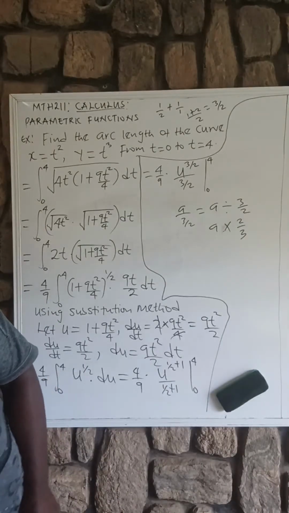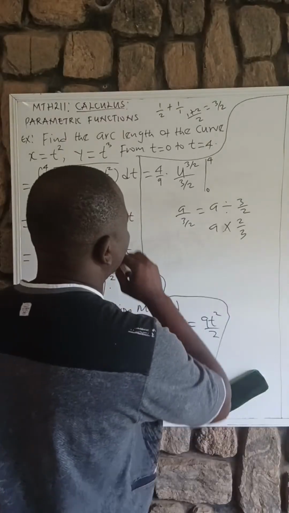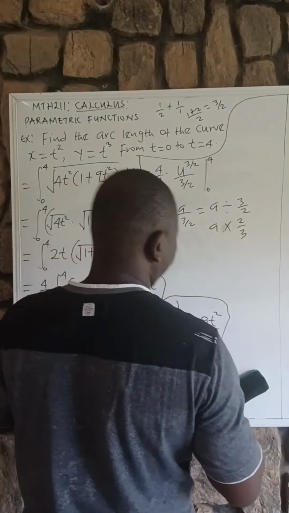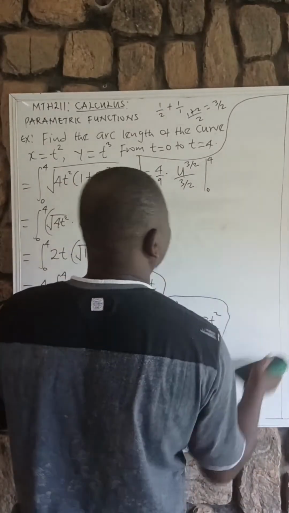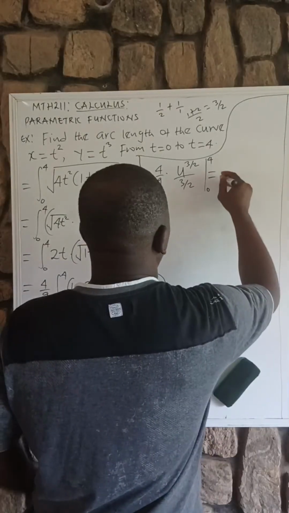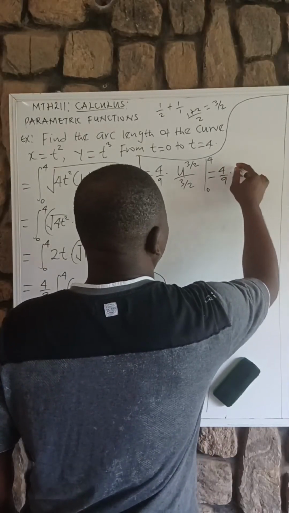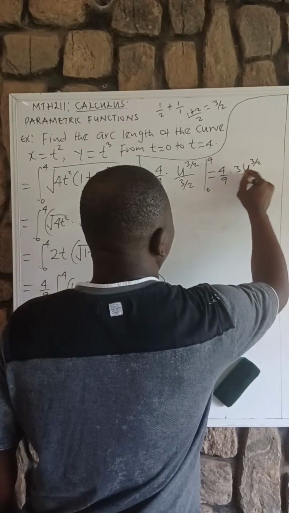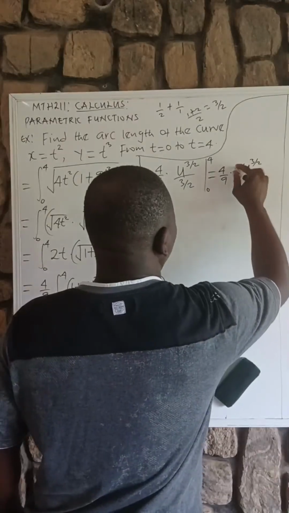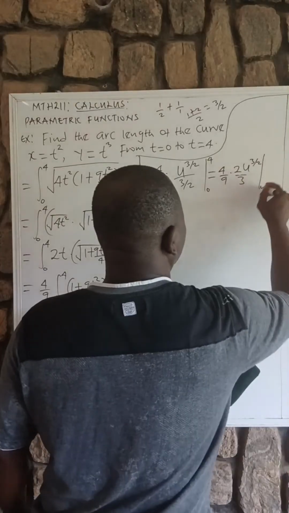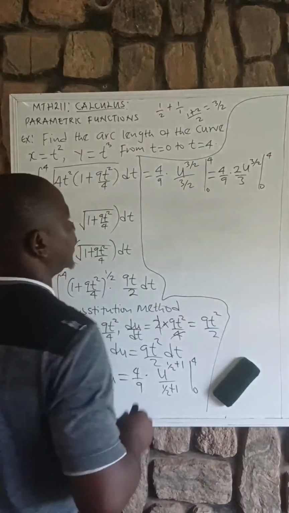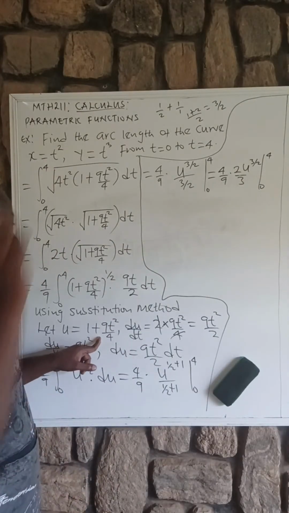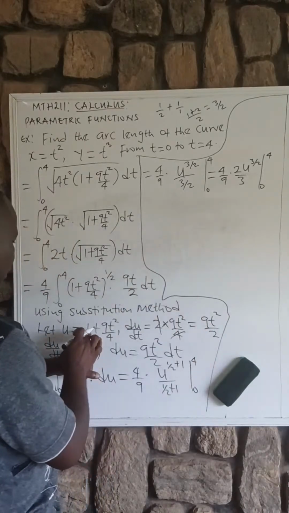Look at the board. So it means here, this is the same thing as 4 over 9 times 3u raised to the power of 3 over 2, 2 over 3 at 0 to 4. Yeah, but you said let u be equal to this, right? So instead of u, we now substitute back the original function.